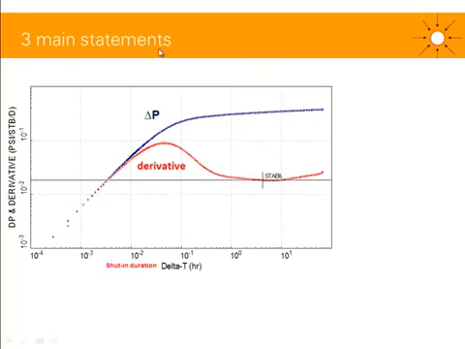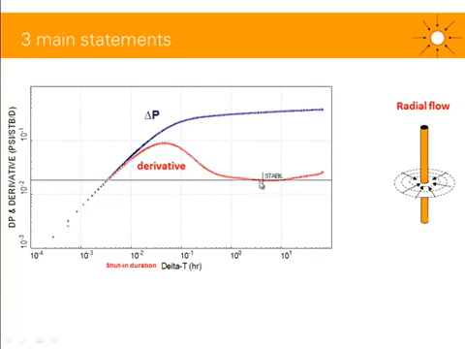And I've got three main statements for you. So the first main statement is a stabilization on your derivative plot could be indicative of radial flow regime. What is radial flow regime? This is a circular flow towards the well, and that is in the horizontal plane.